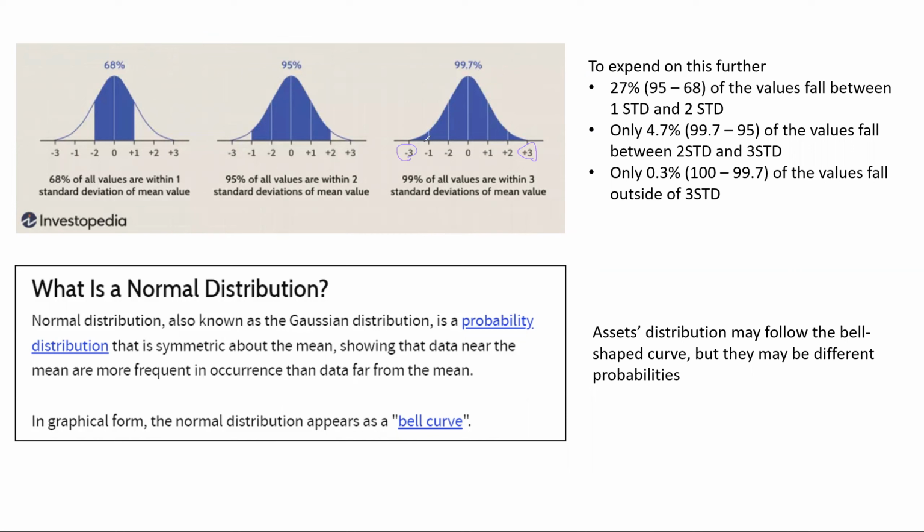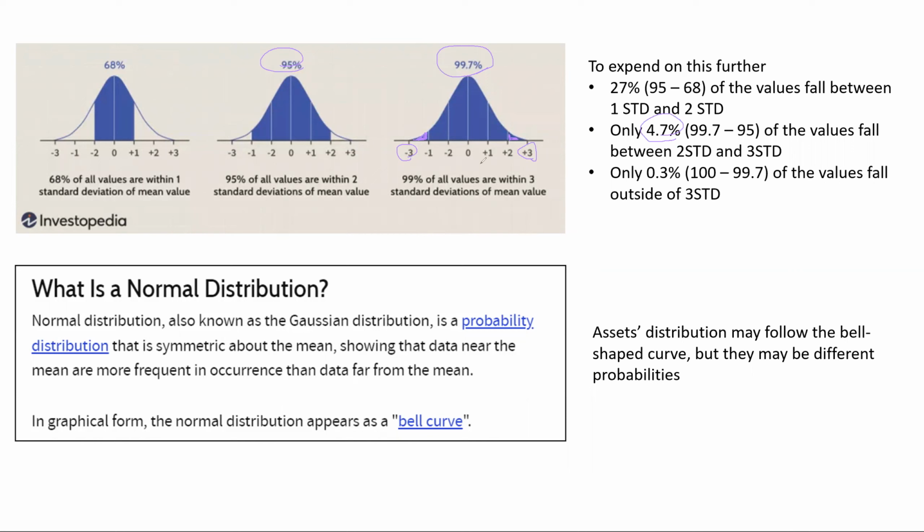So if you just want to look at this little portion here, meaning data that are falling between standard deviation 2 and standard deviation 3, then what you have to do is you have to minus 99.7 minus 95, then you will get about 4.7%, meaning only 4.7% of the time your data will fall between the standard 2 and standard 3 deviation.